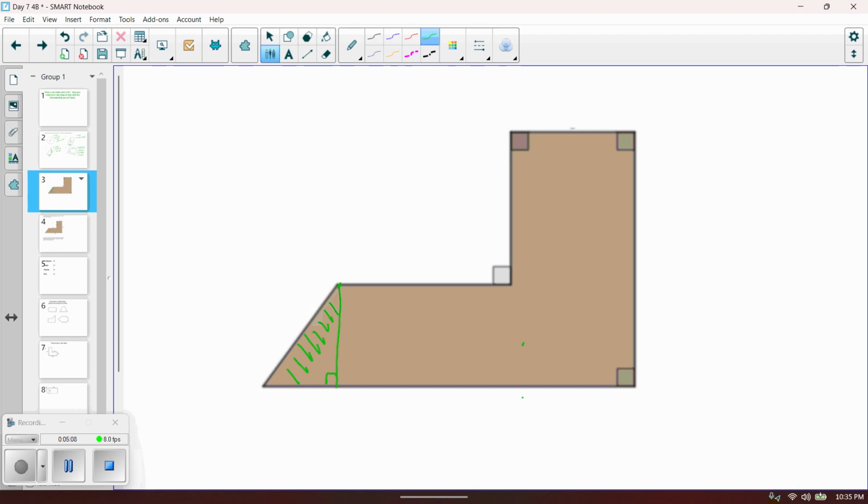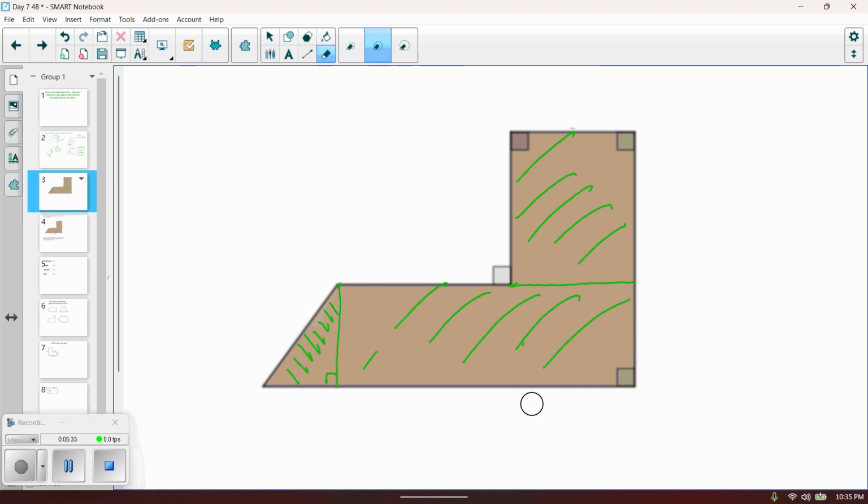Okay, so I'm going to start now. Hopefully you paused the video and did it that way. There's a whole bunch of ways you could do it. So I could, from here, draw a line straight across there. That would give me a rectangle up here, a rectangle here, and a triangle to add up. Easy enough. I could do it that way.